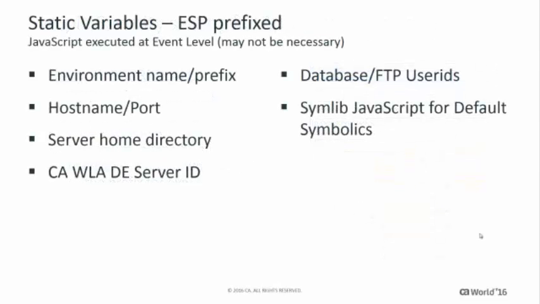There's some prefixes that I'll call static variables. These things won't change, and I would suggest that you use them as ESP prefixed variables in your environment. So first of all, you would use the environment name, like dev, test, or prod, and you would save that because you may be using that in your naming convention and standards later on for either names or environment names on paths and other things in your arguments.